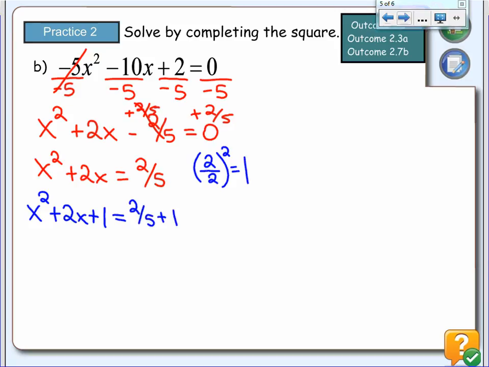I'm going to write this right at the top of the screen. So 2 over 5 plus 1. I'm going to put that in my calculator because I want to combine those. And when I go 2 divided by 5 plus 1 in my calculator, it's going to give me a weird decimal. I'm going to hit math, and then fraction, and then enter. And I'm going to change that into a fraction of 7 over 5.